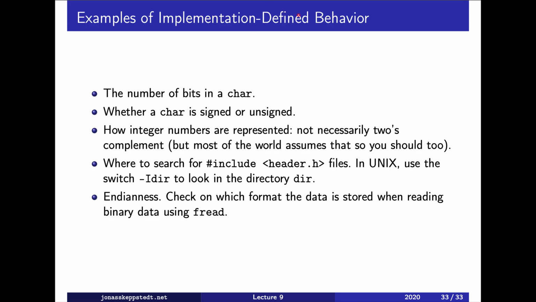Examples of implementation defined behavior. The number of bits in a char. You may assume a byte is always 8 bits. That has been the case since IBM 360. But in C, a byte is at least 8 bits. And a byte is always exactly the number of bits as a char. There is no type byte, but still the concept is used. Okay, and it's implementation defined whether the char actually is a signed char or an unsigned char.